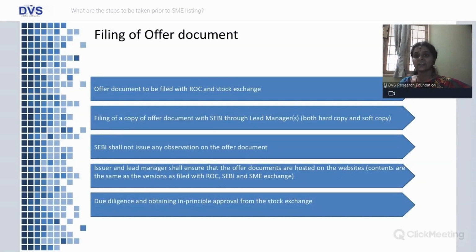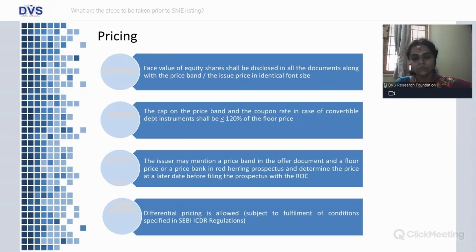You need to ensure that the contents are the same as that which is submitted to your MCA, SEBI, or your respective exchanges. Due diligence and obtaining in-principle approval from the stock exchange. Due diligence will be conducted and the DDR will be submitted, along with additional confirmations, by none other than your lead manager. Your DDR will be in the form as prescribed, Form A of Schedule 5 as provided in your ICDR regulations. And the additional confirmations will be in the prescribed form called Form G in ICDR.